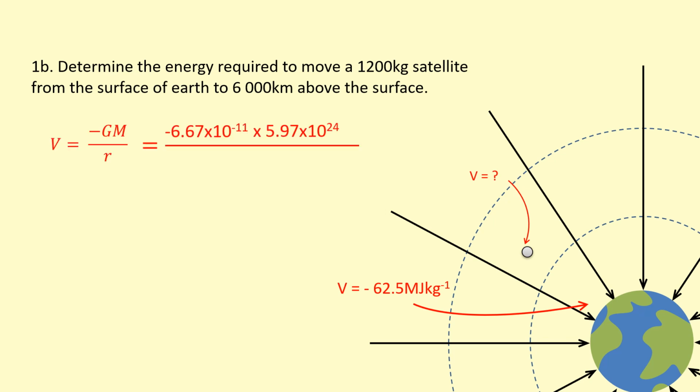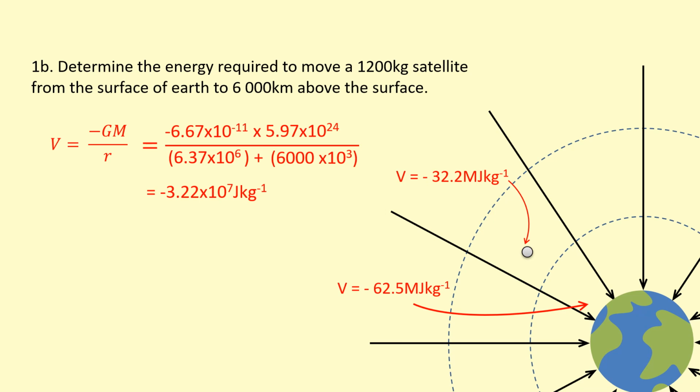So I'm going to use the equation again with the mass of the planet at the top, but instead of the radius, I'm going to use the distance from the center of the planet. So that will require that I add the radius to the extra distance, which is 6,000 kilometers, where I've turned that into meters. So the gravitational potential at this point is minus 3.22 times 10 to the 7 joules per kilogram, which is minus 32 megajoules.